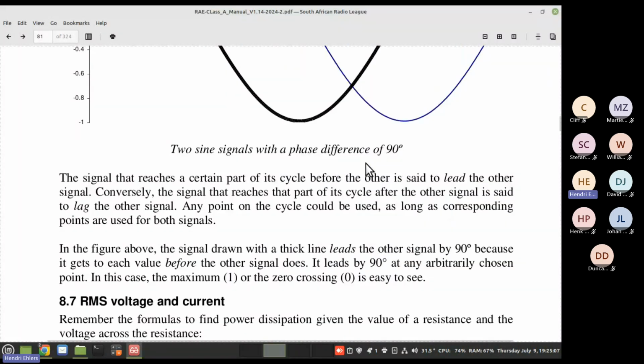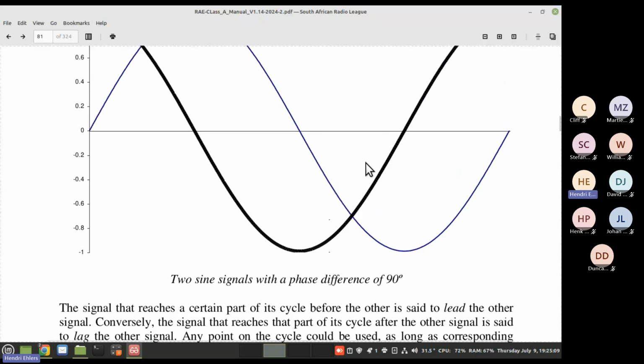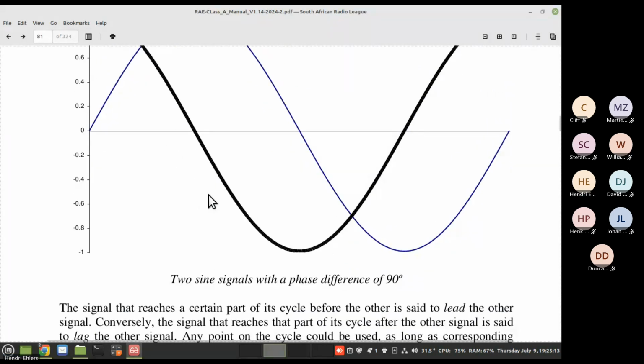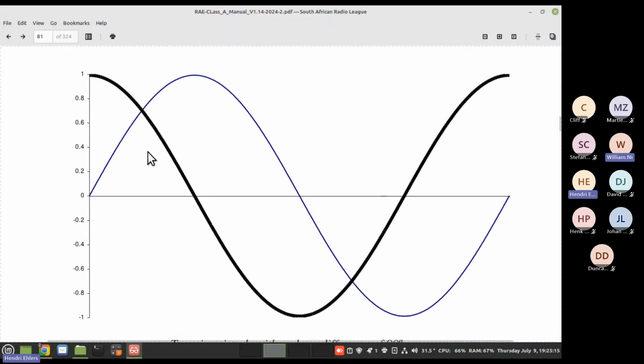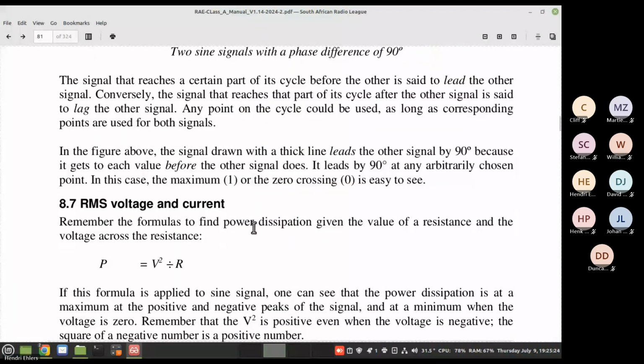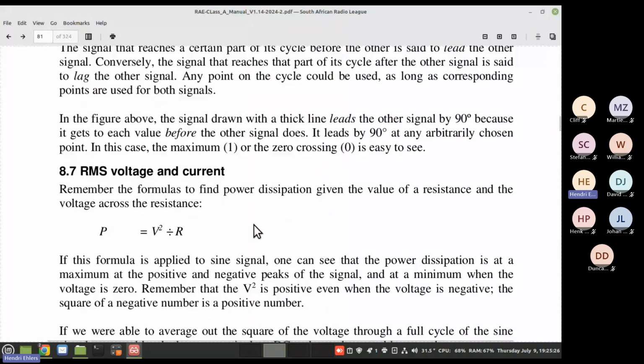And that's just something we're going to work with, trailing and leading with capacitors, where the current through the capacitor leads the voltage, and vice versa. So, right, RMS voltage and current.